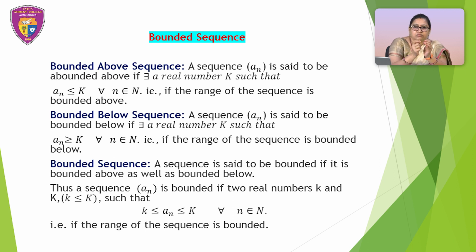Then in that case we can say that the sequence is bounded above, and if all the terms of the sequence are greater than some number, then we can say that the sequence is bounded below. In another way, we can define a bounded sequence: if a sequence is bounded above as well as bounded below, then it is a bounded sequence.